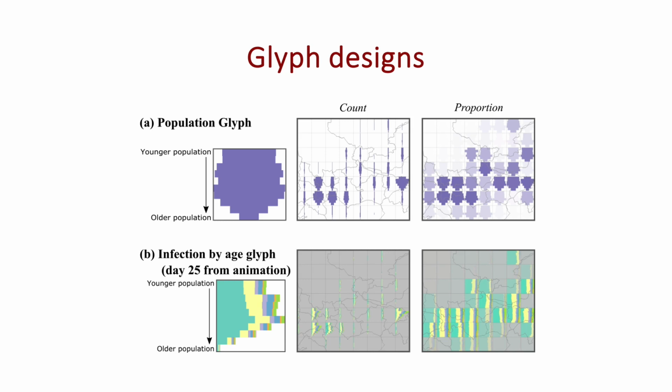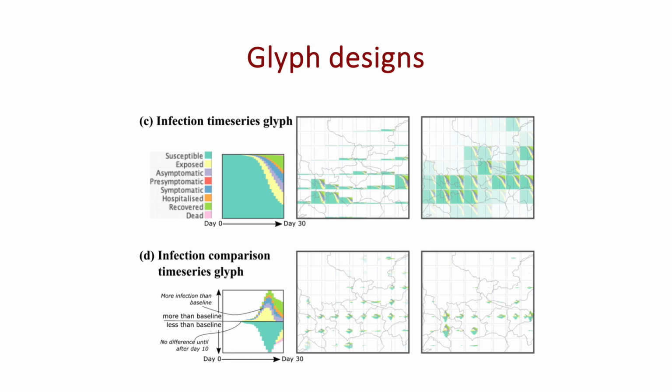You have seen these two already. The relative version of the inverted population pyramids, inverted for no good reason, on the right, shows a population age structure even for small populations. The infection time series glyph aggregates the age but shows the infection progress in a static graphic. The comparison glyph below shows the difference between the two models.